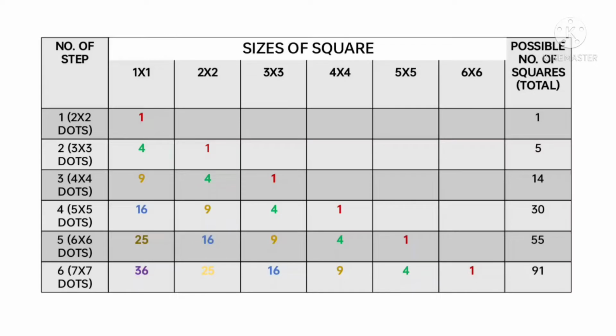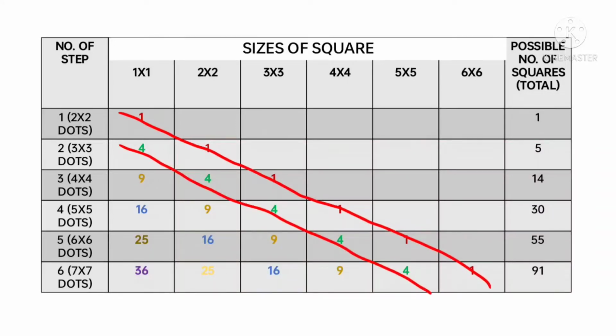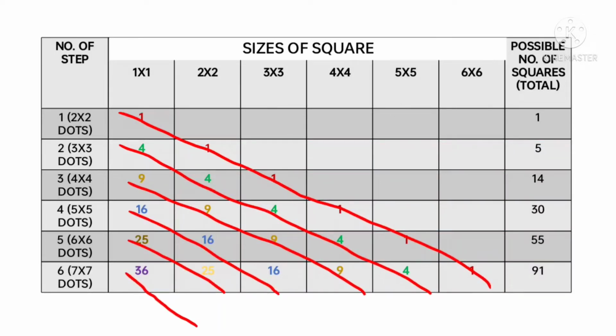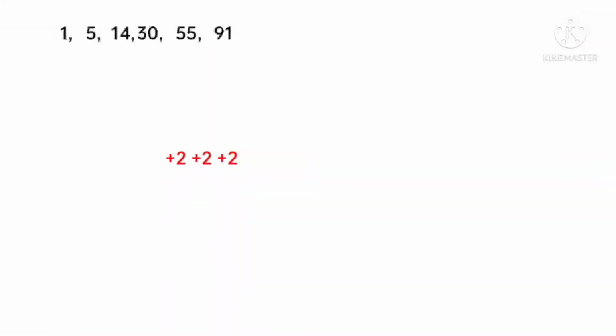squares. So, as you can see, etong diagonal na to is puro 1. Itong diagonal na to is puro 4. Itong diagonal na to is puro 9. And itong diagonal na to is puro 16. And itong diagonal na to is puro 25. Then, if we continue this process, may mabubuo din tayo na diagonal na puro 36. So, that is the pattern. So, next pattern is ito. So, yung sequence natin is 1, 5, 14, 30, 55, and 91.